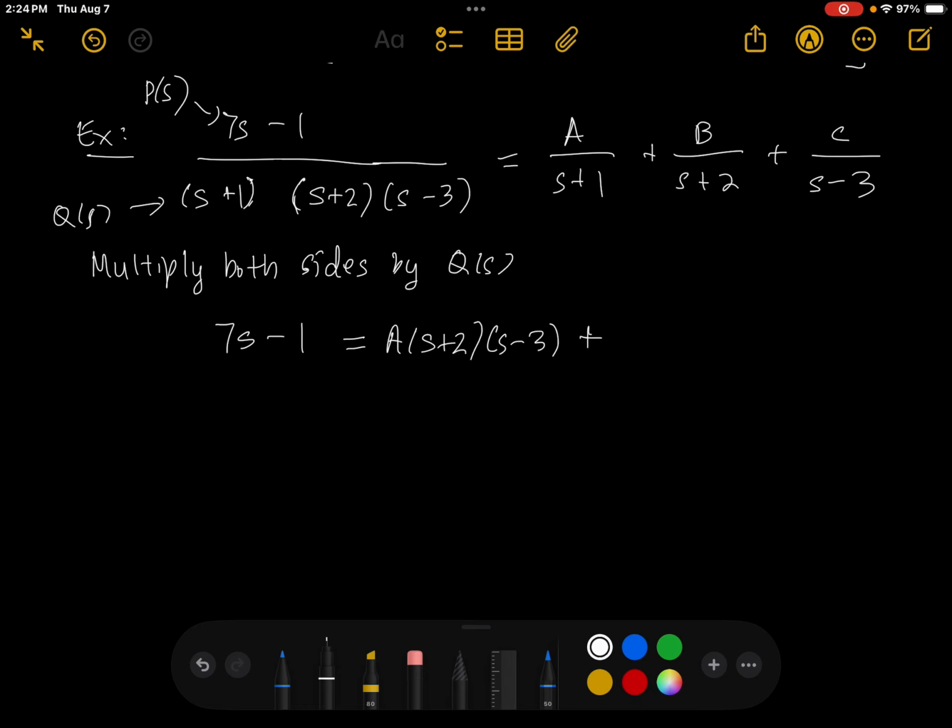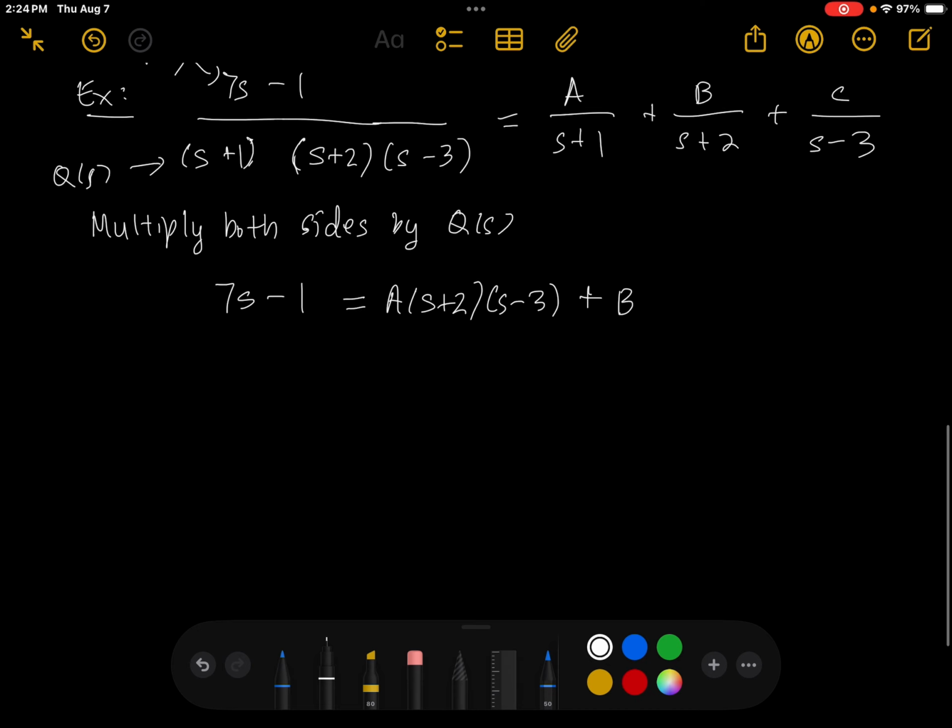And then similarly for the B term, you have B over s plus 2. When you multiply by Q of s, the s plus 2 factors cancel. So you get B times (s plus 1) times (s minus 3). And then you have the C term, C over s minus 3. When you multiply that by Q of s, the s minus 3 terms cancel. So you get C times (s plus 1) times (s plus 2).